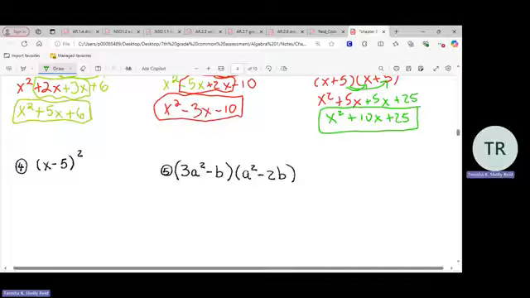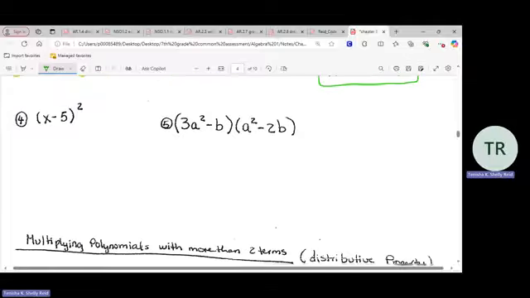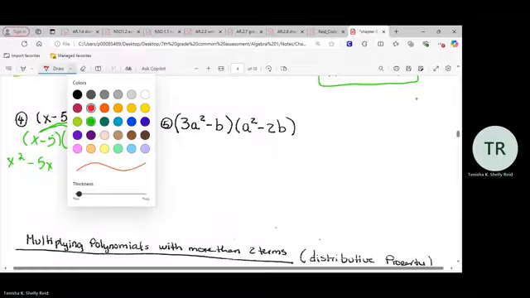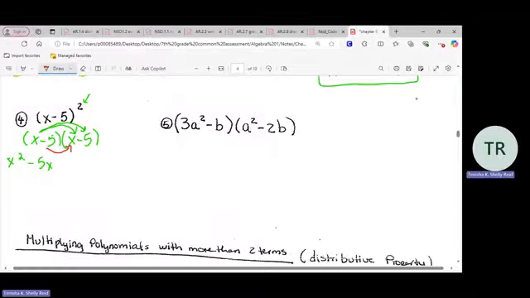Now let's see if we had done number 4. You should have had x minus 5 times x minus 5, because that's what this squared is going to tell us. And then we are going to FOIL it. So x times x will give me x squared. X times -5, -5x. -5 times x, that's the negative.